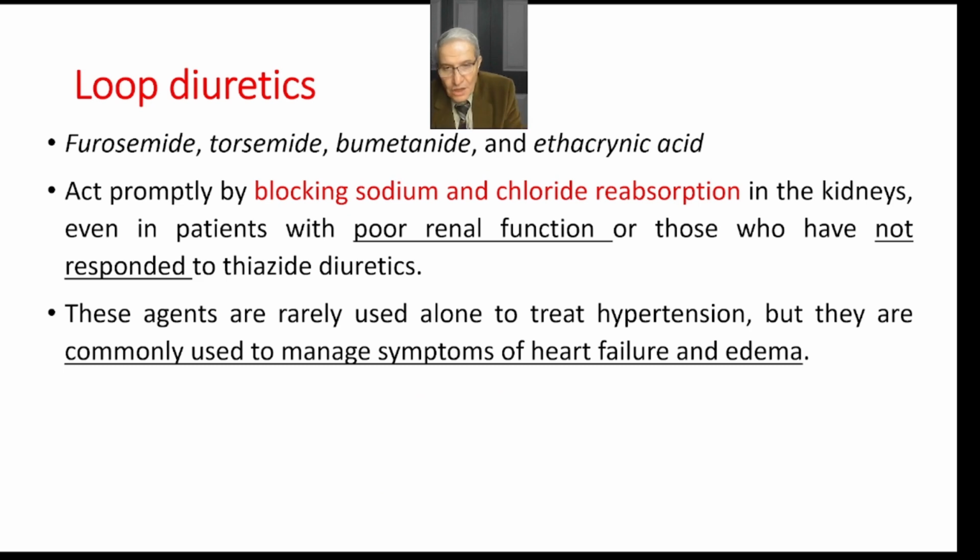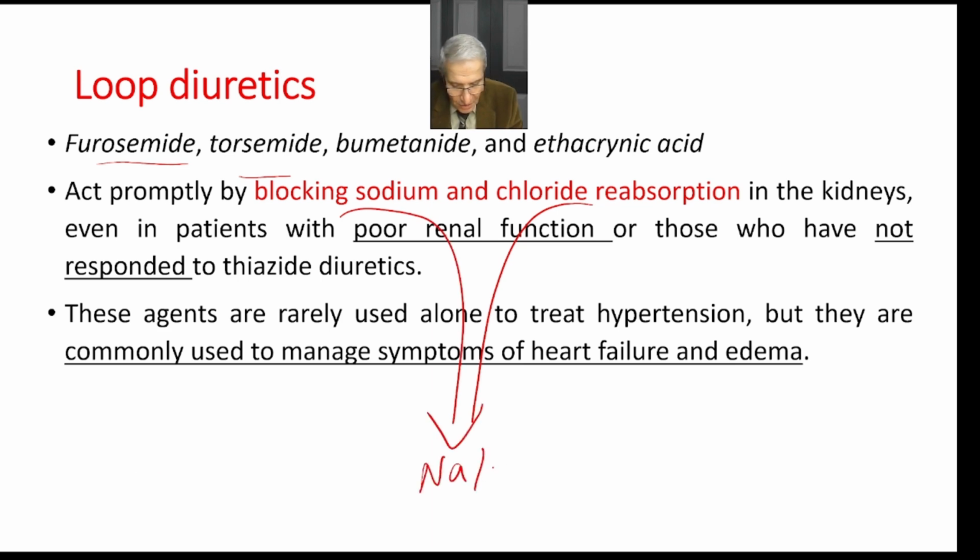Loop diuretic. For loop diuretic, we have furosemide, torsemide, bumetanide, ethacrynic acid. These medications work promptly by blocking sodium chloride absorption in the kidneys. We need to say more to be more accurate here. These loop diuretics block the sodium, potassium, 2 chloride co-transporter.